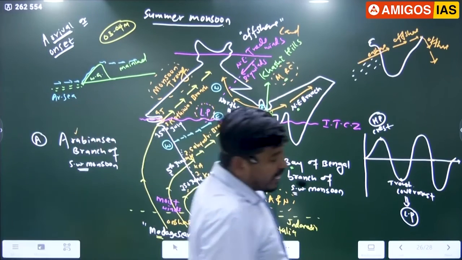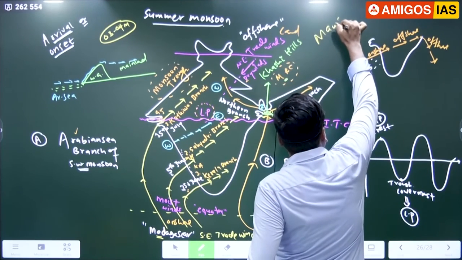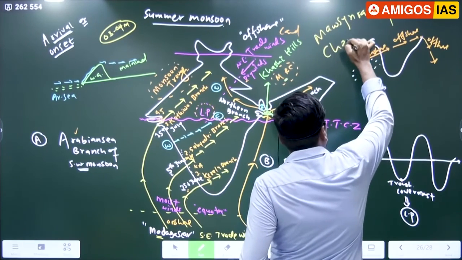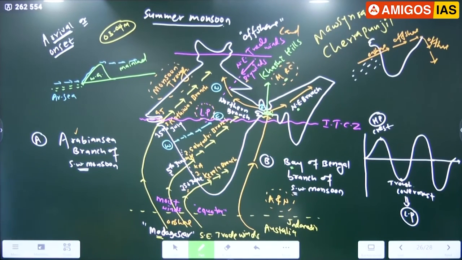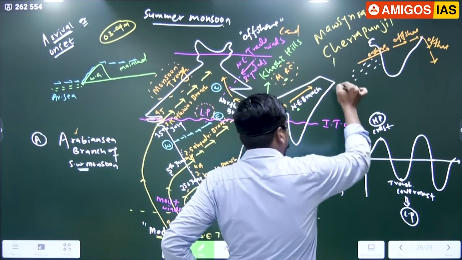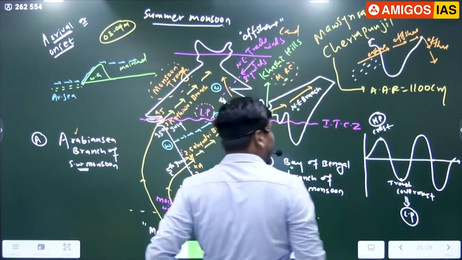The world famous Mawsynram and Cherrapunji places are located in Khasi Hills of Meghalaya. They receive the highest rainfall in the world.